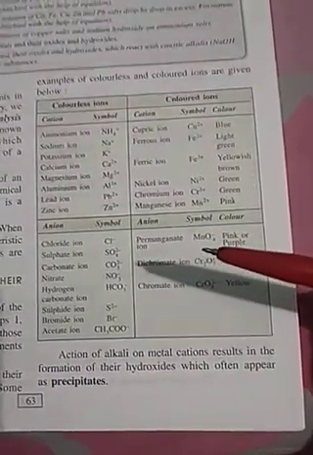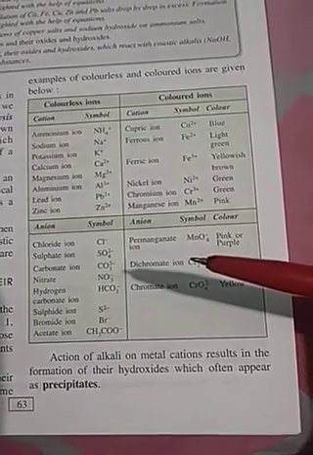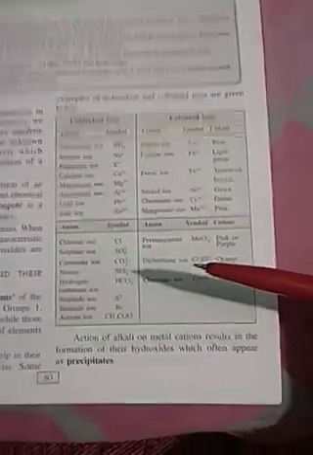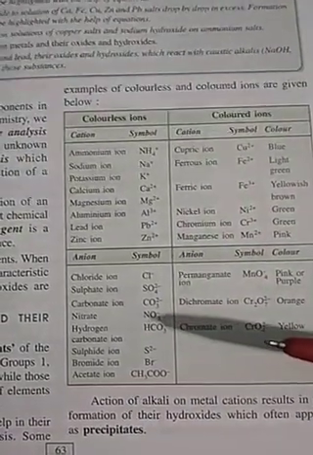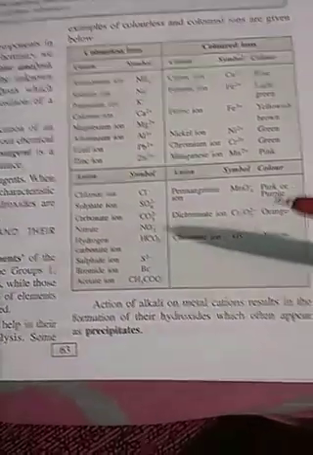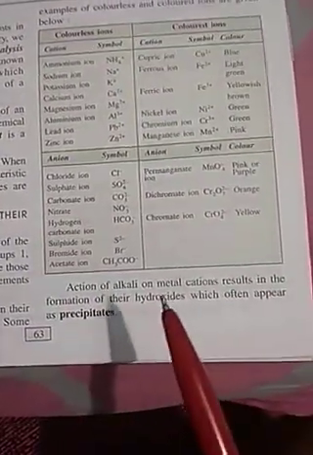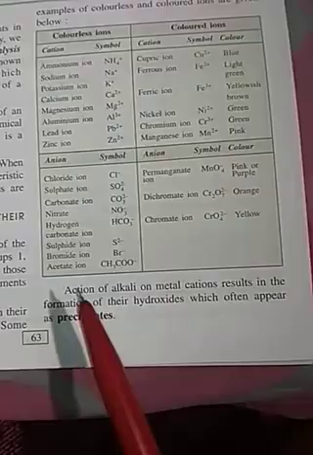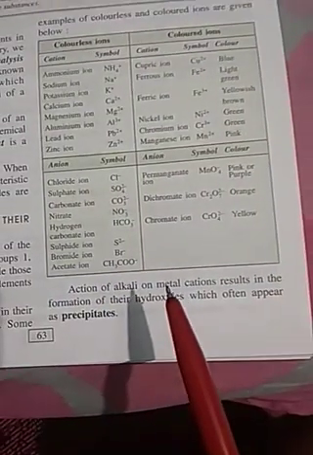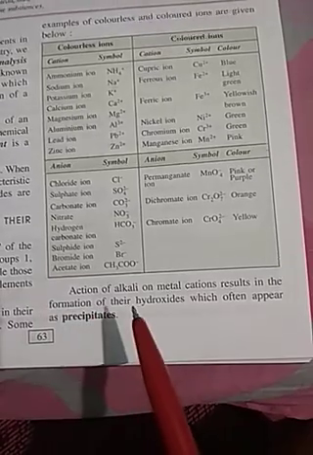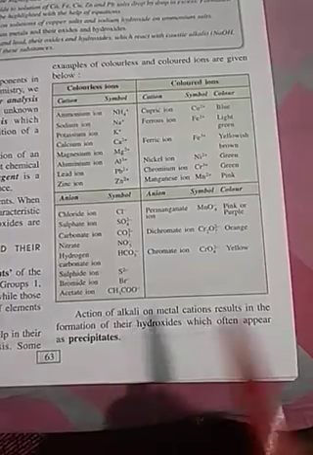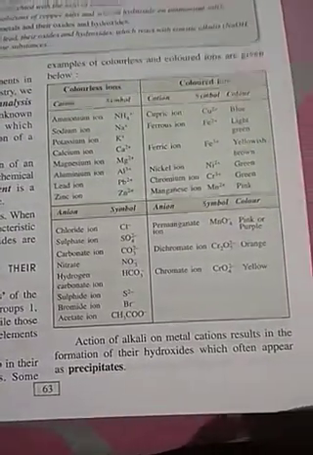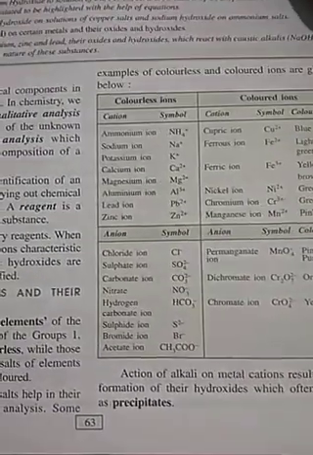It is a 4-mark question. This is called an observatory question. In this type of question, you have to give the color of the precipitate. No other options will be there. But what is a precipitate? An insoluble substance. The action of alkali on a metal cation results in the formation of its hydroxide, which is insoluble. The insoluble substance formed by a chemical reaction using alkalis is called your precipitate.